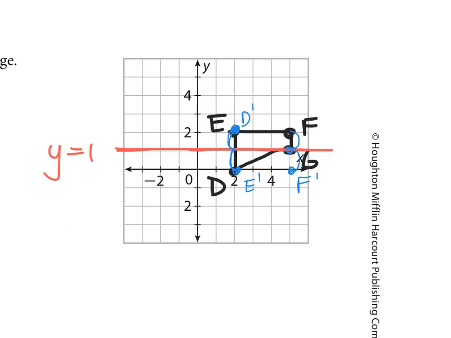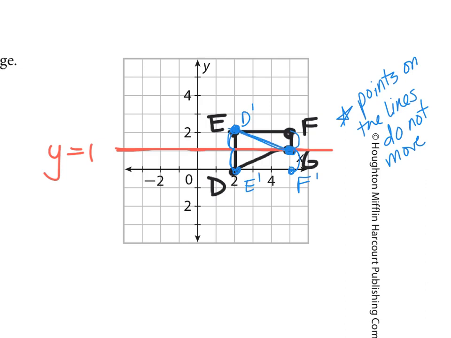And G is the only one that's a little weird. Notice that G is on the line. So if you ask yourself, how far away is G from the line? You should be saying 0. So it's not going to move at all. So you may want to put a little bullet point for yourself to tell yourself that points on the lines do not move. All right, and so this example, we can go ahead and connect our final picture, and this is a little hard to see. I probably should have picked a better line, but you can see that that's been flipped over that line, y equals 1.